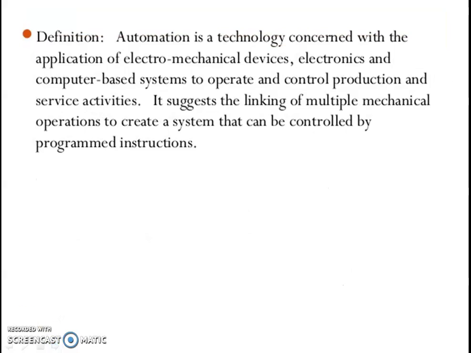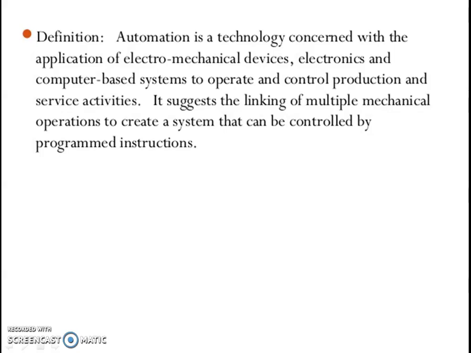And the definition of automation: automation is a technology concerned with the application of electromechanical devices. As mechanical engineers, we are linking it to mechanical parts. Electromechanical devices, electronics and computer-based systems are used to operate and control production and service activities. All the mechanical parts which are conventionally used are energized by electronic circuits, electrical power is given, and it is programmed and controlled. That is nothing but automation.